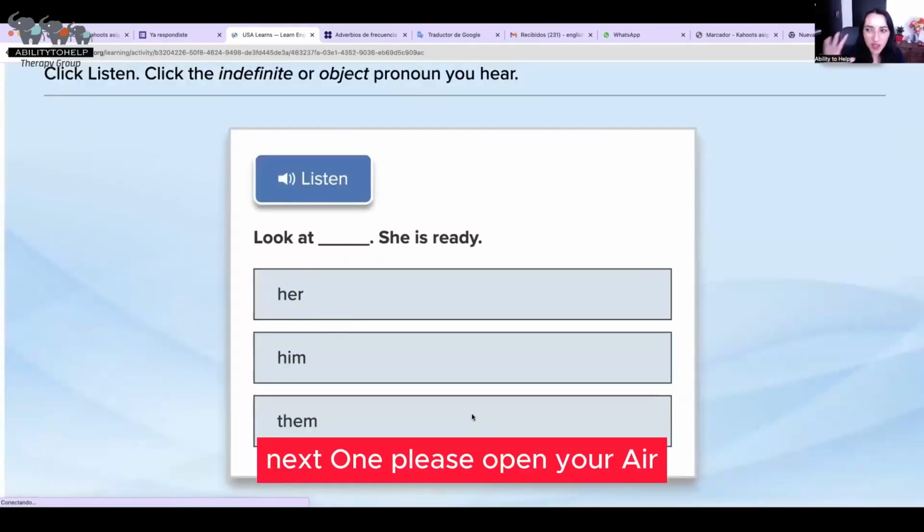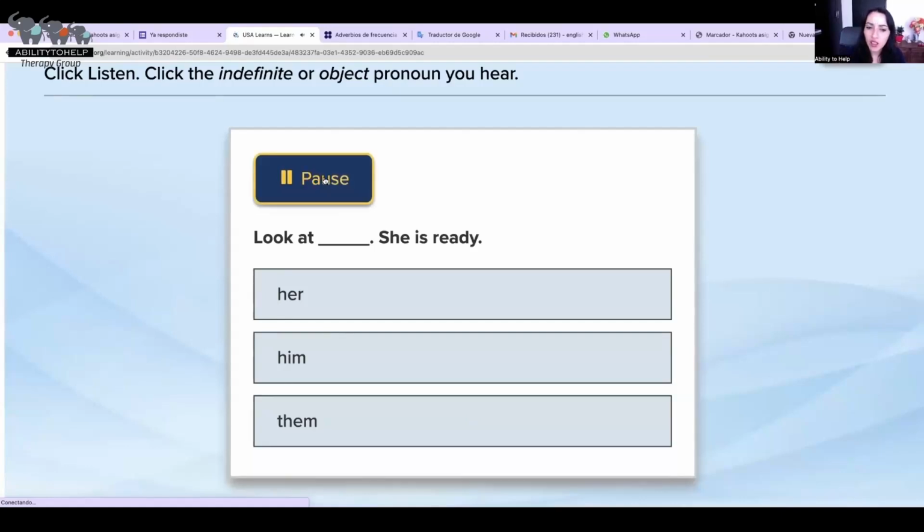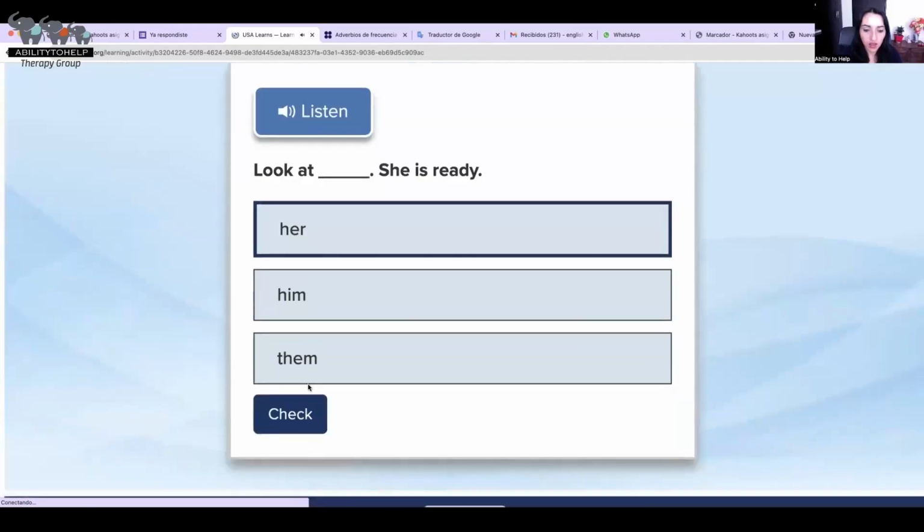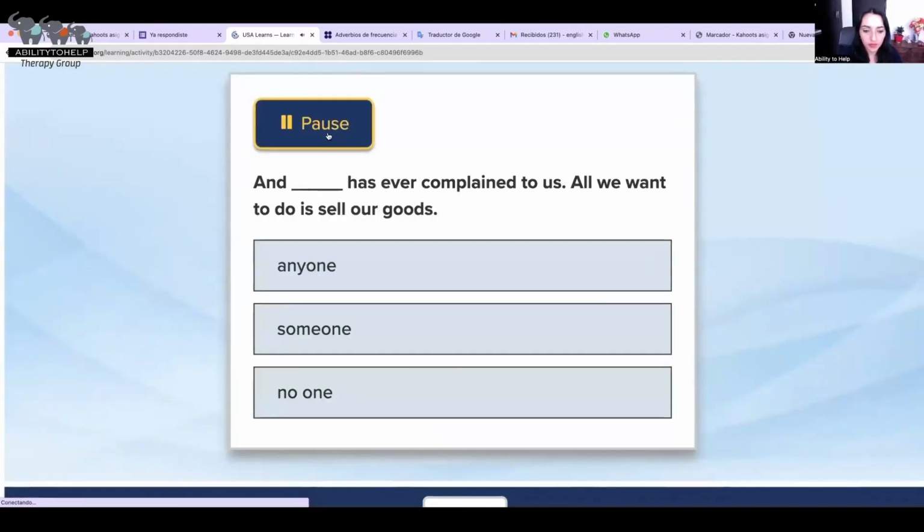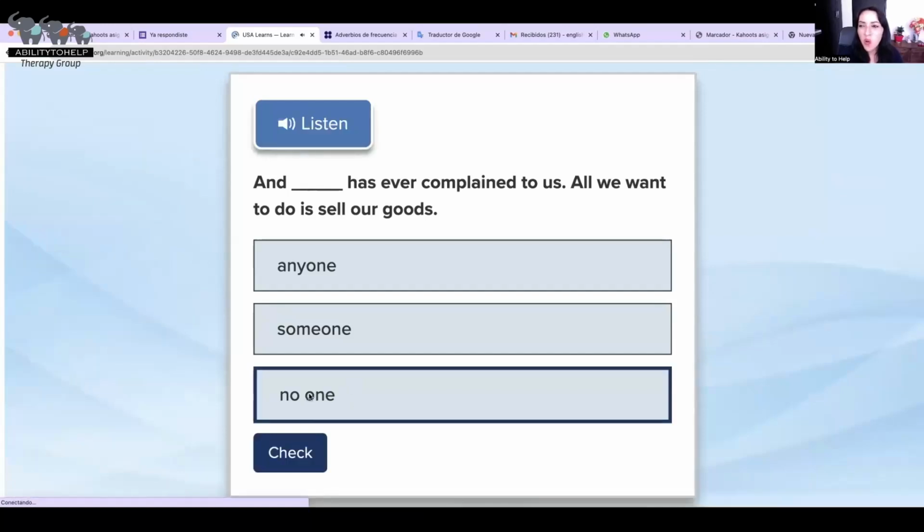Next one. Please open your ear. Look at her. She is ready. Look at her. Don't forget it. When you listen to object pronouns, sometimes that sound loses the H sound. So that's why you couldn't hear something like "look at her." No, look at her. She is ready. Good. And no one has ever complained to us. All we want to do is sell our goods. Yep. It was clear.